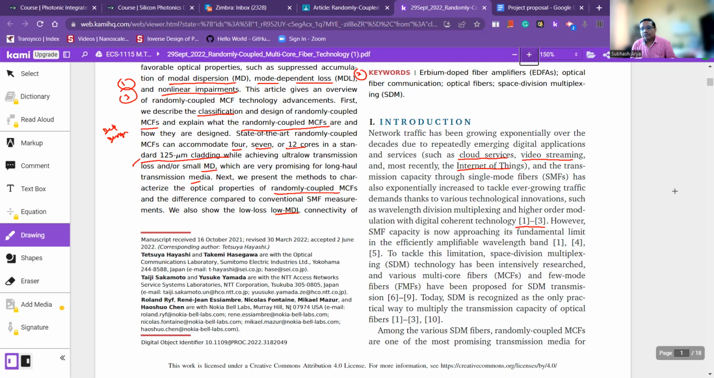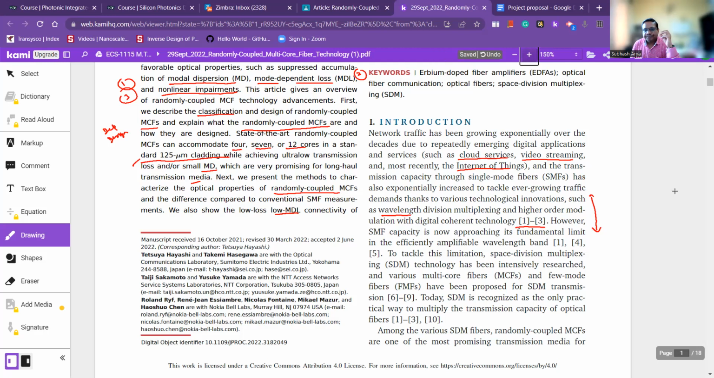So these are the few technologies which are able to meet the exponential bandwidth demand as well as high data rate. So what are those technologies? WDM technology, that is called wavelength division multiplexing.